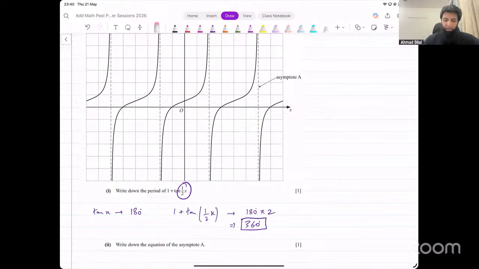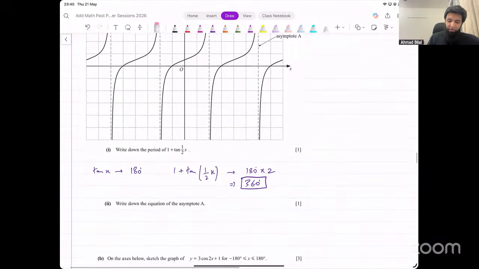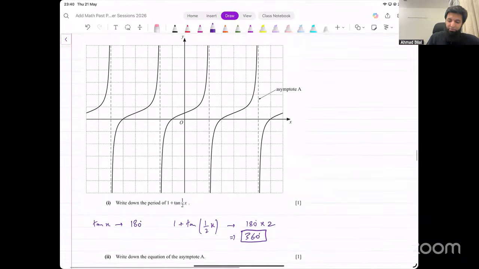Okay. Now they're saying write down the equation of the asymptote A. What's the equation of this asymptote?